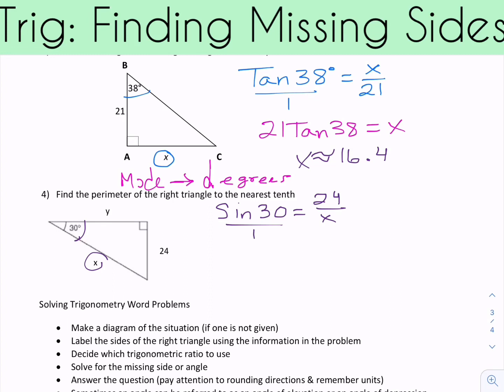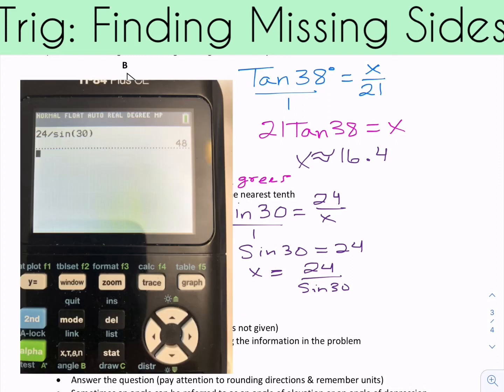Now again, this is a proportion. So I'm going to cross multiply. That's going to give me x times the sine of 30 is equal to 24 times 1. Now how would I solve for x? I would divide out the sine 30 on both sides. So that gives me that x is equal to 24 divided by the sine of 30. So get out your calculator and do 24 divided by sine 30, and it should give you a value of 48. So that tells me that my missing side, x, is 48.